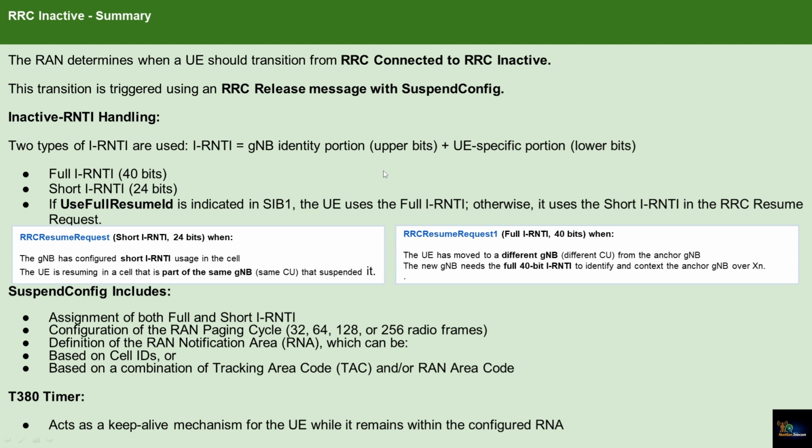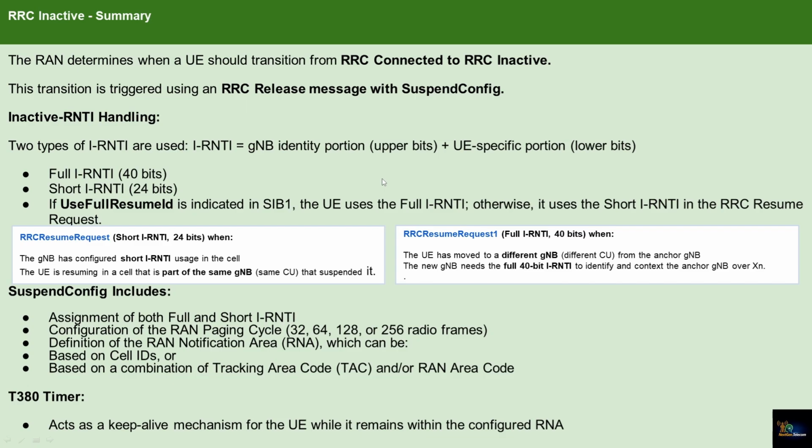If I use the full RNTI of 40 bits, I will send RRC resume request 1. Whenever I use the 40-bit short RNTI, you will send RRC resume request. Whenever you send the full RNTI of 40 bits, you will send RRC resume request 1. So if the UE has moved to a different gNodeB, away from the anchor gNodeB, the new gNodeB needs the full 40-bit RNTI to identify and fetch the context from the anchor gNodeB. That's why the full 40 bits are required.